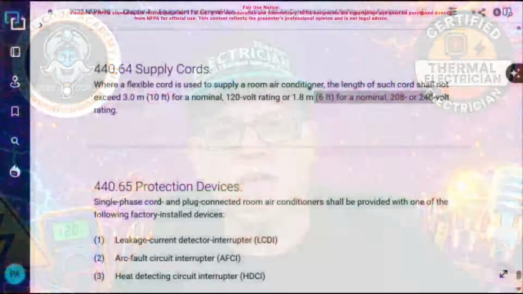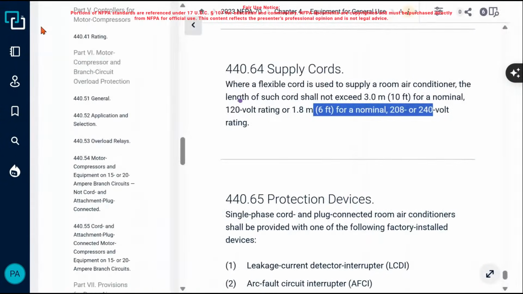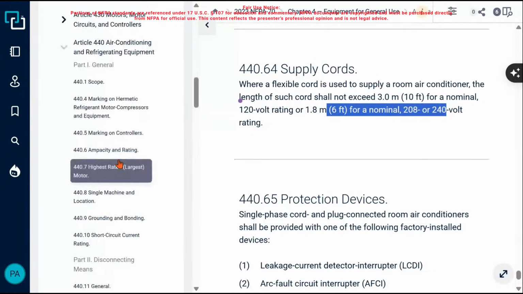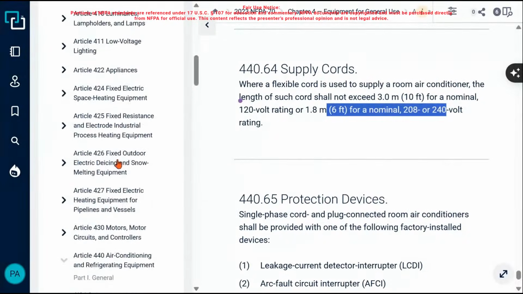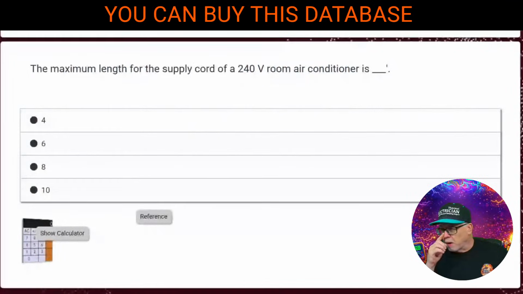Okay, so let's go to the code. So here we are. This is in the code. And let's just show you real quick. So for 440, you can go to the table of contents to get to 440 if you choose. But here we are in 440 right here. Okay, you see where it says air conditioning and refrigeration equipment. Now, I will tell you this. If you are looking at the table of contents, then you can look at each one of the parts, right? Because this is very specific about a room air conditioner, right?